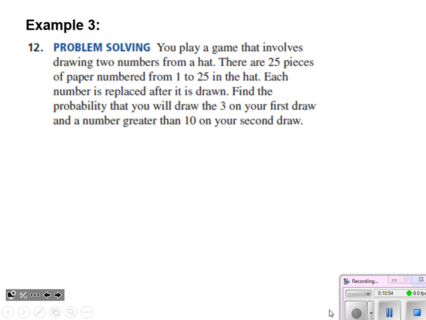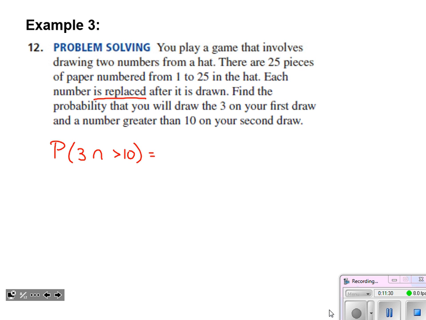All right, now we get to some of the actual equations with this. And I think this helps to make the problem-solving process much more clear. Okay, you're playing a game that involves drawing two numbers from a hat. There are 25 pieces of paper numbered 1 through 25 in the hat. Each number is replaced after it is drawn. Find the probability that you will draw a 3 on the first draw and a number greater than 10 on your second draw. And remember, we are replacing it. Okay, so we want the probability of 3 and greater than 10.